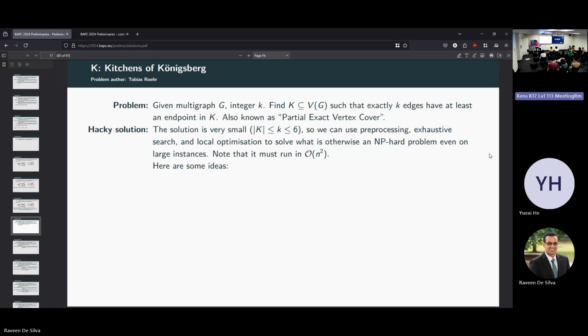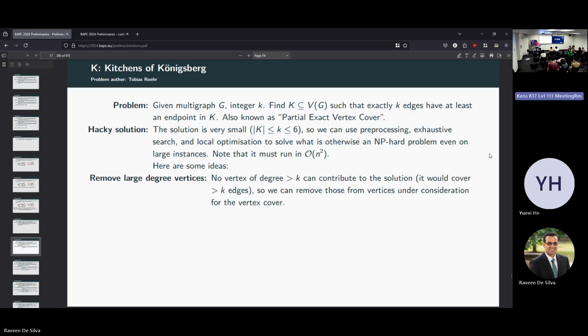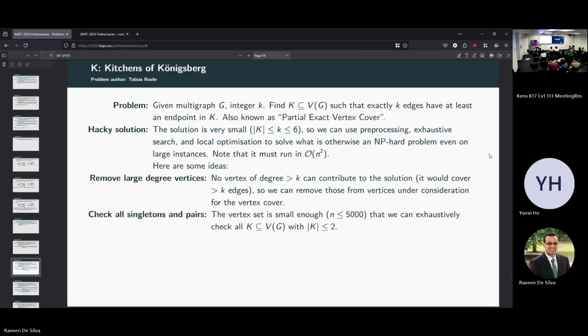Okay, so you do all kinds of hacks. Remove large degree vertices. If you have a vertex of degree greater than K, then that gives you more than K edges just on its own. So you definitely don't want such a vertex. So get rid of all of the vertices of degree more than K. Singletons and pairs: with n equals 5,000, you have n squared time, so you can check every individual vertex and every pair of vertices. That's going to be fine.